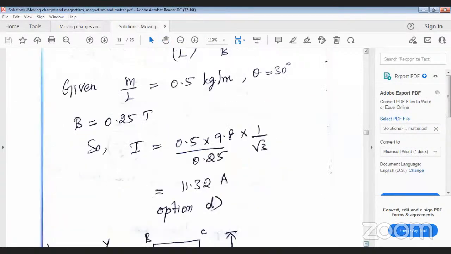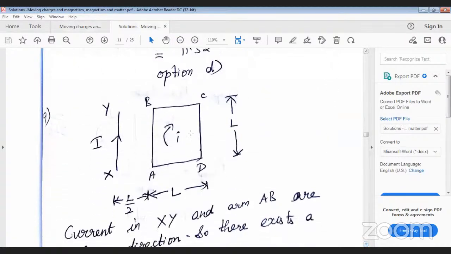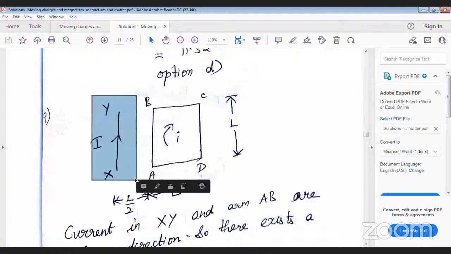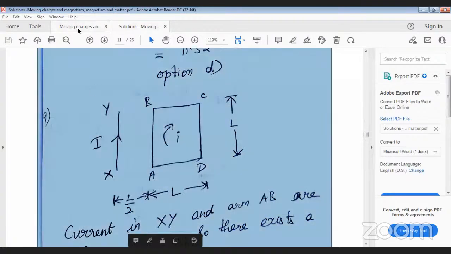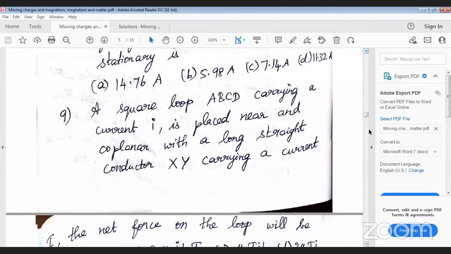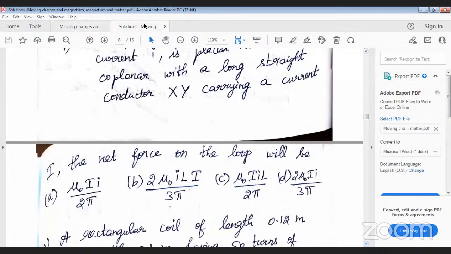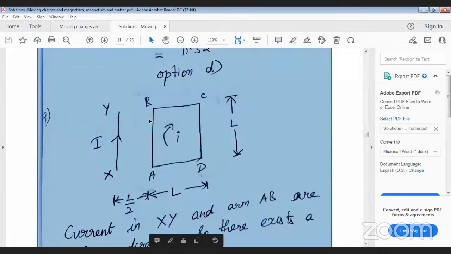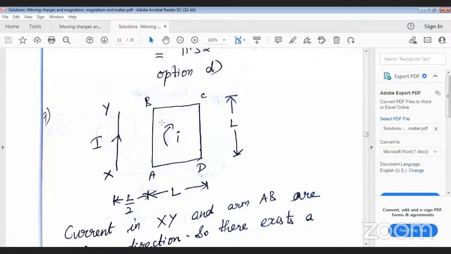This is the diagram. First of all, you need to understand the diagram. So this is XY, carrying a current I. And you have the loop, a square loop like this, carrying a current small I. As you can see from the diagram, the direction of this I will be like this.